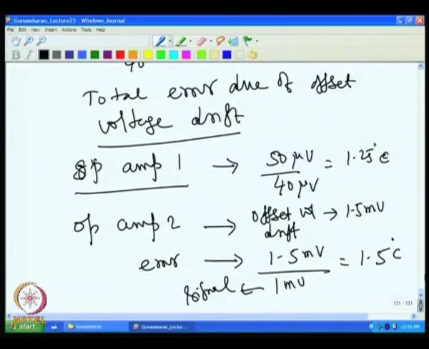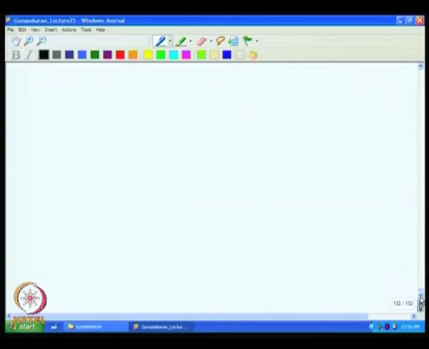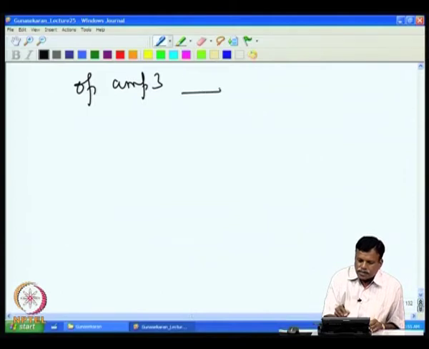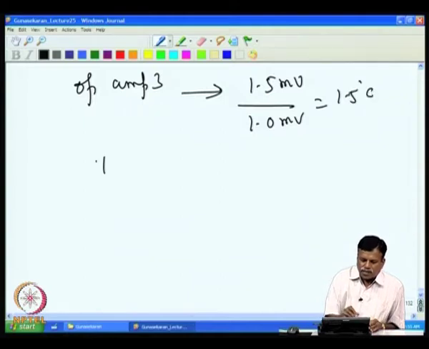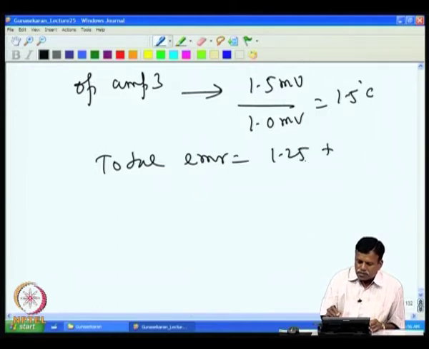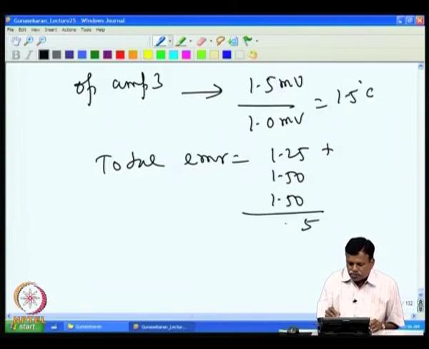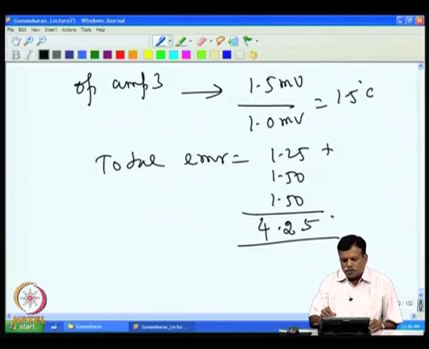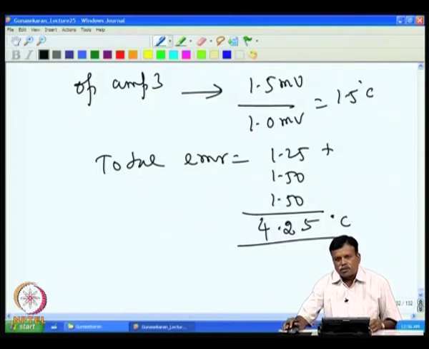Third stage, op amp 3 error. That works out to be the total drift again 1.5 millivolt and the signal is again 1 millivolt. So, that comes 1.5 degree C. So, total error will be 1.25 plus 1.5 plus 1.5. So, the total offset drift alone comes to be 4.25 degree.